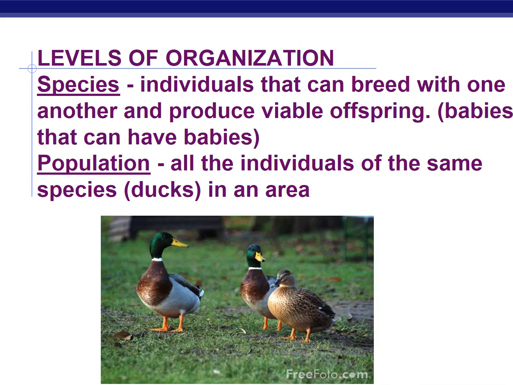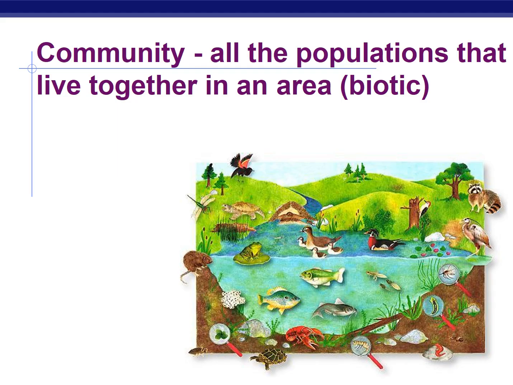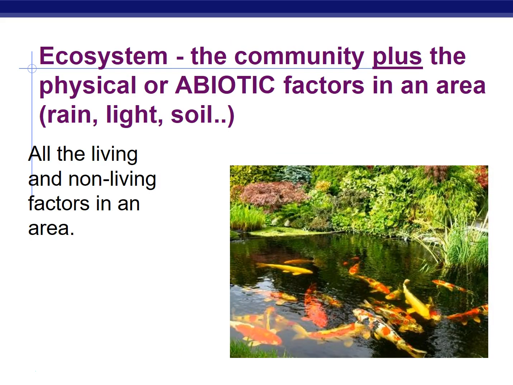So here are those definitions for you. A species is a group of individuals that can breed and produce viable offspring. So essentially, organisms that can have babies that can have babies. A population is a group of individuals of the same species in the same area. So a population is always composed of the same species of organisms. So all of these are ducks, they would all be the same species, and so they would be considered a population. Now a community brings in all of the other living things in that area that are going to interact and influence the behaviors of each other.